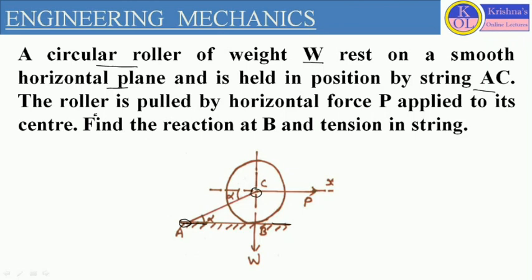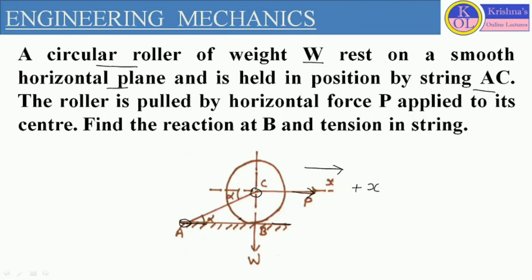Another term it is given here, the roller is pulled by horizontal force P applied to its center. So from this center, there is another external force applicable on this roller, that is P. So this is the direction of external force P which is applicable on this roller, and this force P is moving or it is trying to move this roller in this particular direction. So this direction we are considering as positive X direction.